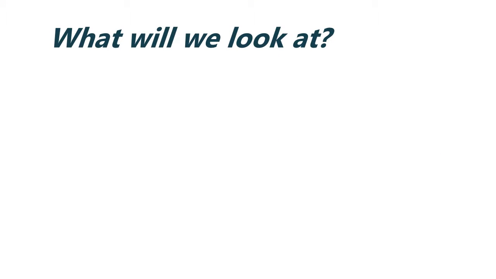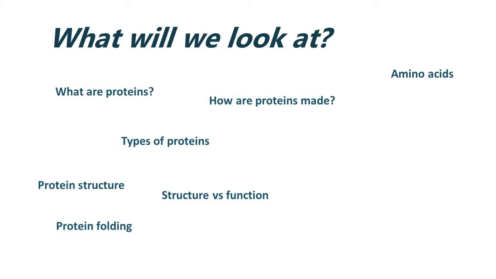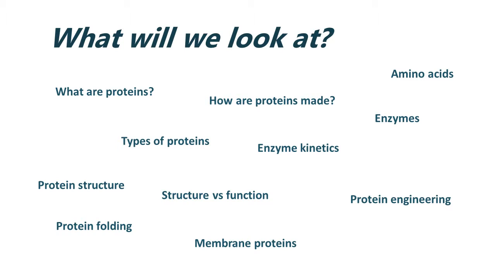Now, in this series, we will be looking at a selection of topics, including what are proteins, different types of proteins, how are proteins made, and to do that, we also look at amino acids, and we will look at protein structure and see how structure relates to function, protein folding, and what happens when folding goes wrong. Enzymes in particular and enzyme kinetics, membrane proteins and why they're important, and then look at some protein engineering and analytical techniques which can be used to study proteins and their structure.